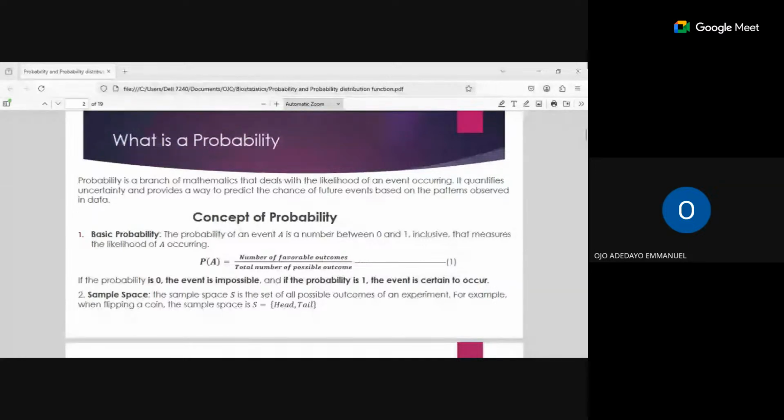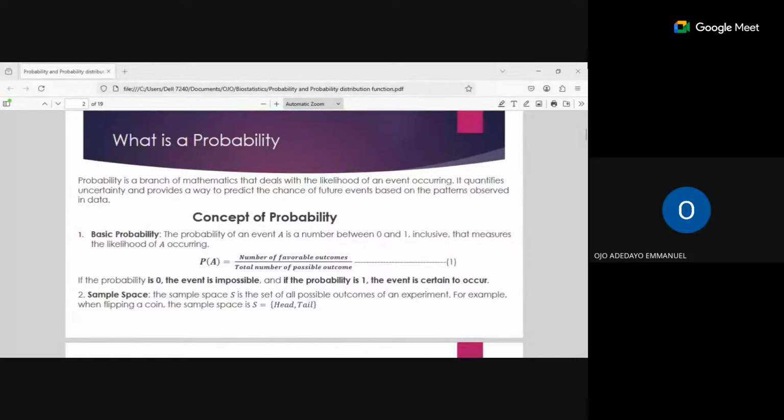Example of that: if I ask you, what is the probability that tomorrow will be Tuesday? It's only God that can change it not to be Tuesday. So the probability that tomorrow will be Tuesday is 1. So any event that is certain, that only God can change, has a probability of 1.